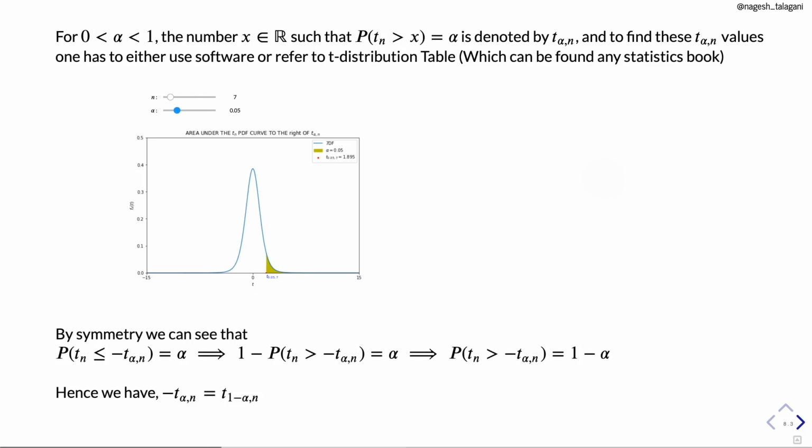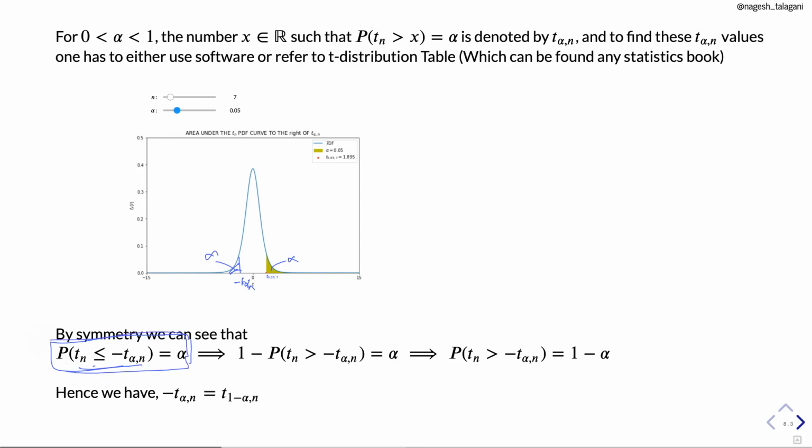By symmetry we can see that the probability of Tn less than or equal to minus t alpha n is also alpha. That's what I showed. If this is minus t alpha n, the area covered on the left side of minus t alpha n is also going to be the same, alpha. Okay, this is clear from symmetry.